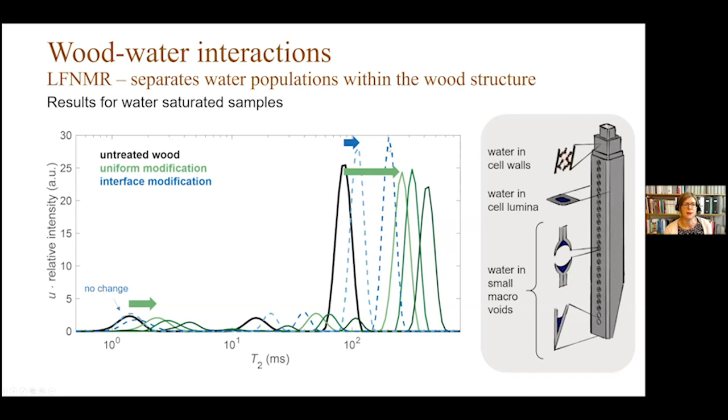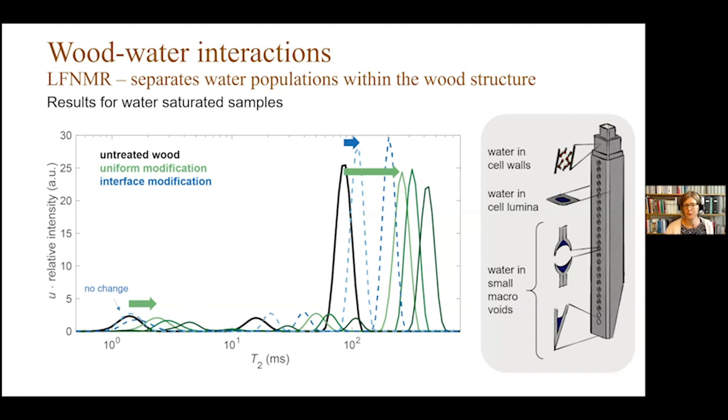But if we take a look at the cell wall water peak, the change is much smaller, or even no change for the lower intensity interface modification. So it seems as if, using this modification, we have managed to change the interaction between water in cell lumina and wood without significantly changing the interaction between water in cell walls and wood.